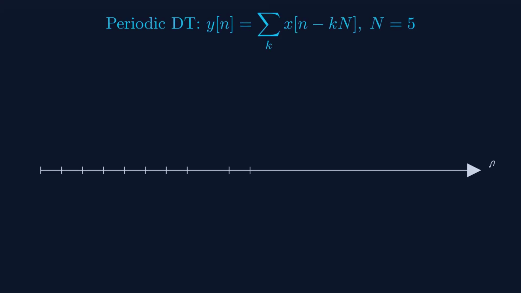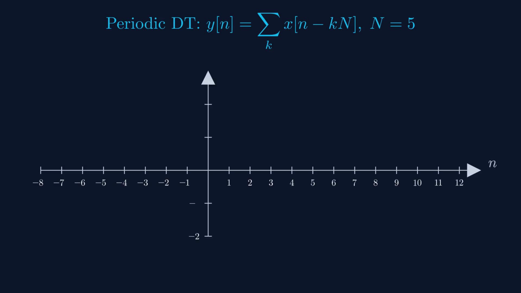Let us see this with an example. Take x[n] with three values, 1 at n = 0, 2 at n = 1, and negative 1 at n = 2. To create a periodic signal with period N = 5, we place copies of x[n] at every multiple of 5.